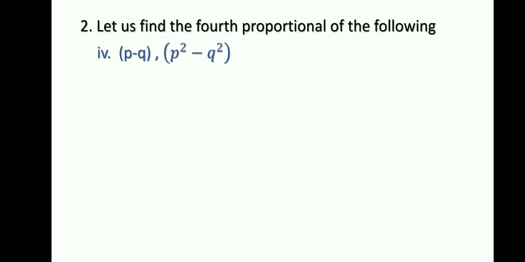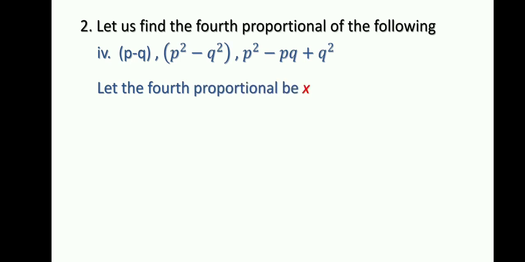Let us find the fourth proportional of the following. Now remember, the question is telling you to find the fourth proportional. So now you have to be careful and see how many terms are given. 1, 2 and 3. Means the first one is first proportional, the second one is second proportional, and the third one is third proportional. And we have to find the fourth proportional. So the question is only talking about proportion, not continued proportion. So let the fourth proportion be x.